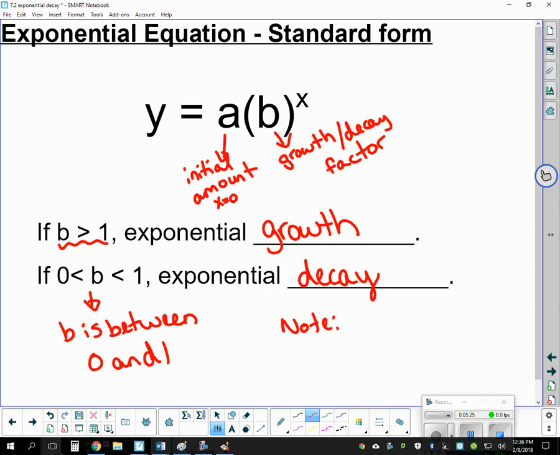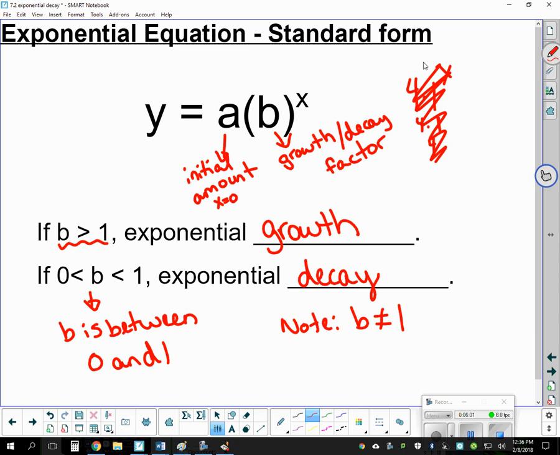Notice b is never equal to exactly 1, because if we're exactly 1, an exponent of 1 isn't going to make anything different. If I had 4 times 1 to the x, if b were exactly 1, no matter what my x is, I would still always get a 1 for this. So that would always just be 4 times 1, which would always be 4. So we can't have it exactly 1, or we don't have an exponential function.